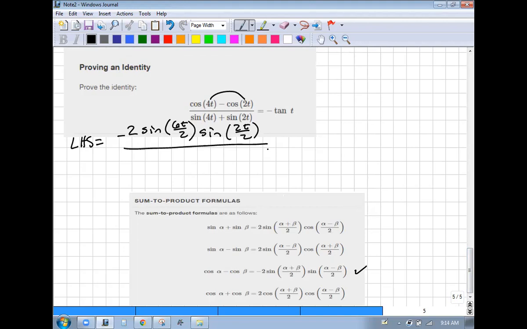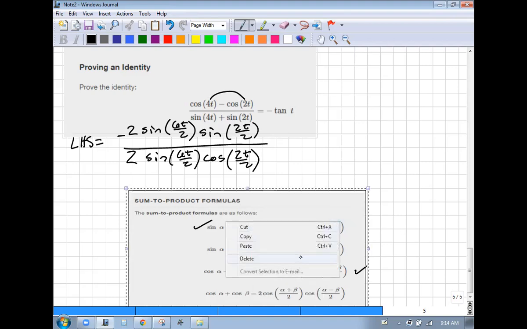And then I'll do the same thing on the bottom. I have a sine plus a sine, that's this one. So that would be a 2 sine, add the angles over 2, and then I have cosine, subtract the angles over 2. So now that we did that, let's get rid of this guy. We don't need him anymore.